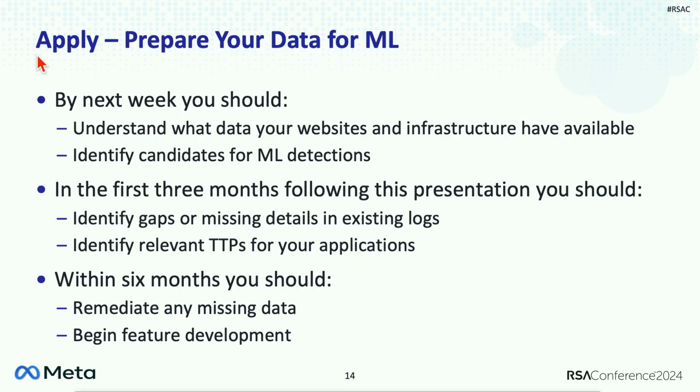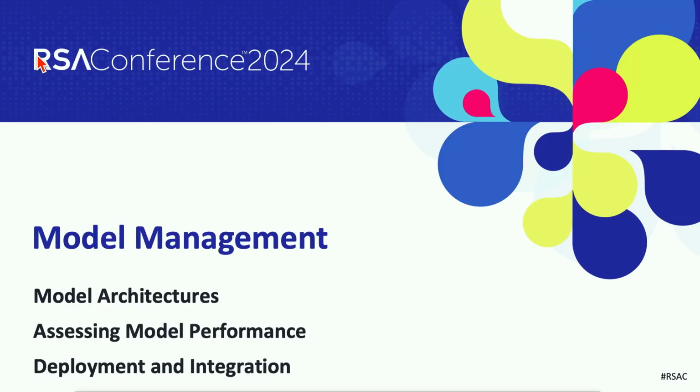And so with that, we'll do a quick recap here and then we'll get into model management. So in the short term, understand what data your websites and infrastructure have available. Identify your candidates for ML-based detections. In the longer term, identify gaps in your existing logs and then begin remediating them. That'll usually require working with your application or infrastructure teams. Then identify your relevant TTPs and begin your feature development. So let's talk model management.